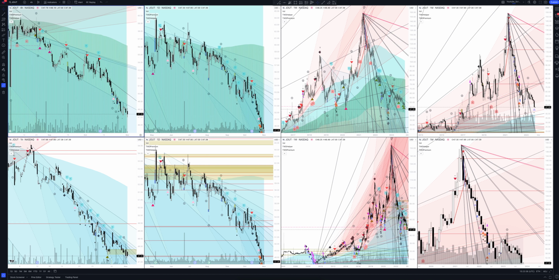Today we will take a look at Johnson Outdoors Inc. stock. Let's analyze the market situation and find out how you can make money on it. Let's start.